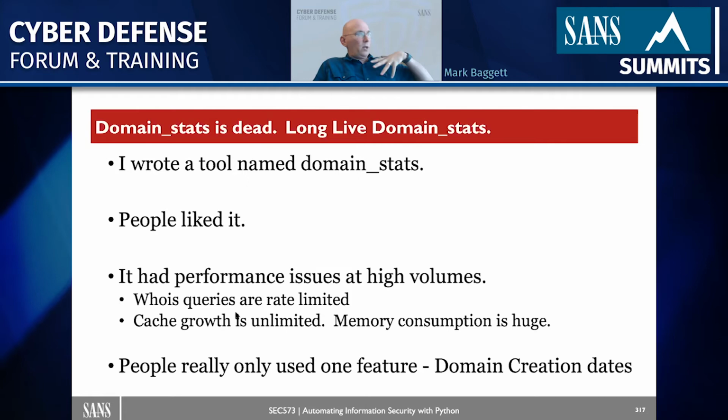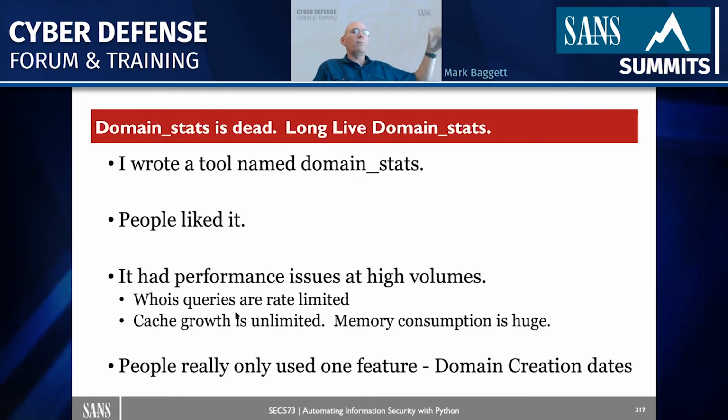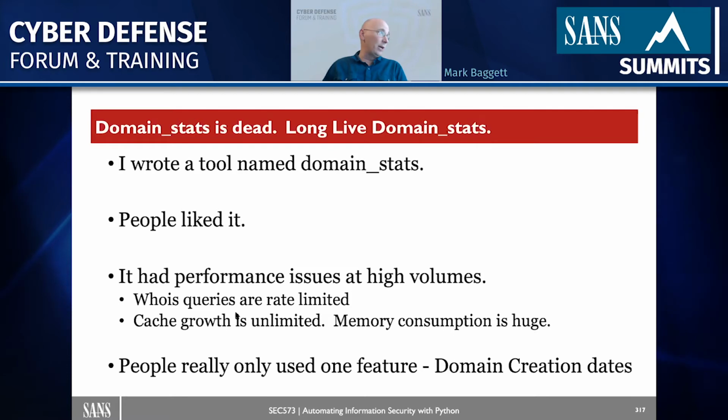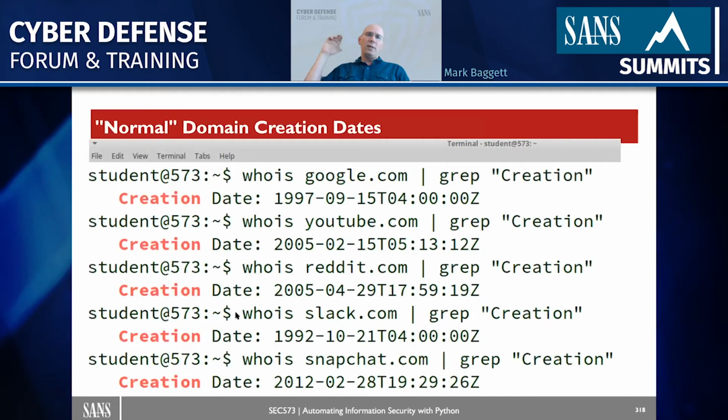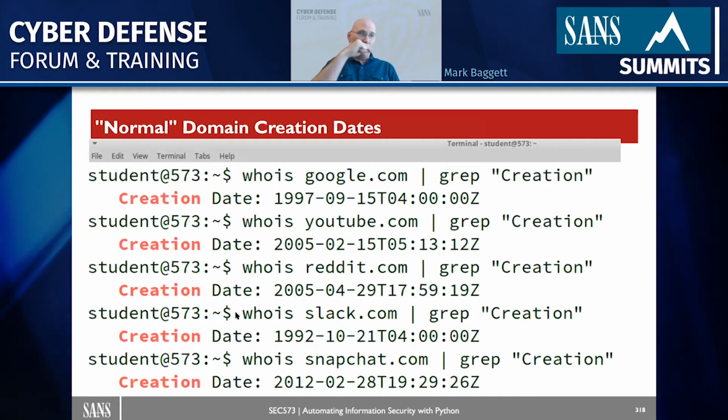So when I wrote domain stats and put it out there, it had caching problems, and I tried solving them. There were several problems with it. One is that the whois servers will block you if you just send them thousands of requests, so you end up proxying all this stuff. There were several problems with this tool. And as I talked to everybody, they were really focused on those domain creation dates. So I asked myself, how can I make those creation dates more effective?